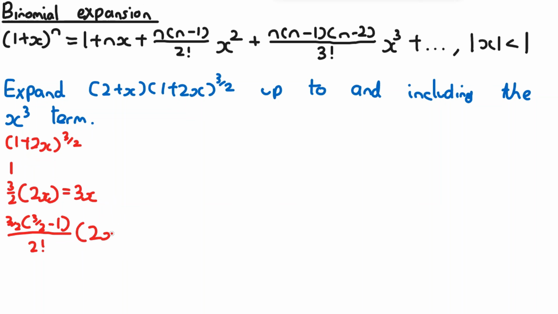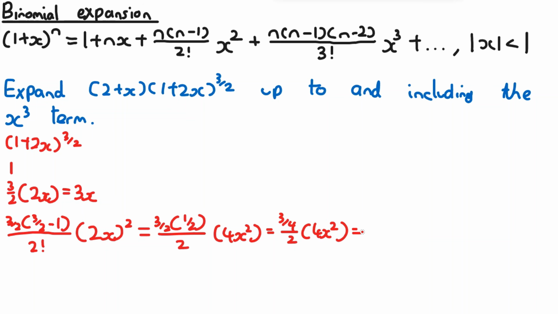2x squared. Remember to include the 2 in the squared part, and this is going to be equal to 3 over 2 times a half over 2 factorial, which is just 2, and then 2x squared, so it's going to be 4x squared like that, and this is going to be equal to 3 over 4 over 2 of 4x squared, and this is going to be equal to 3 over 8 of 4x squared, so this is going to be equal to 3 over 2 of x squared. So this is going to be the third term.